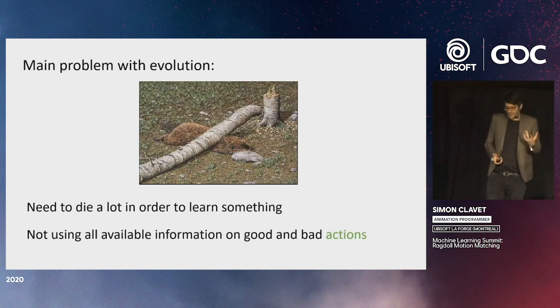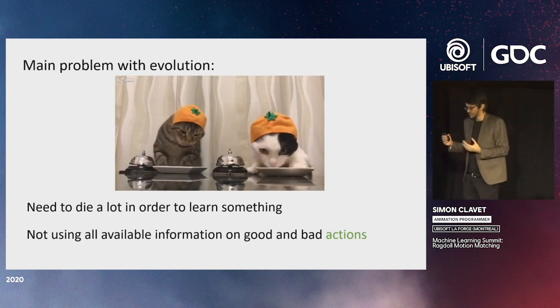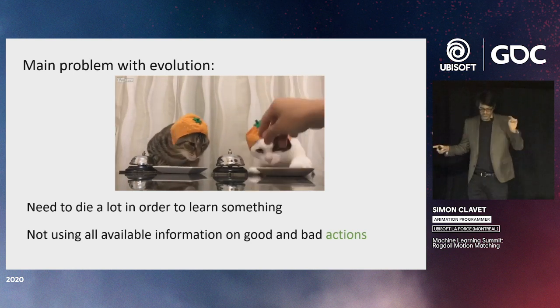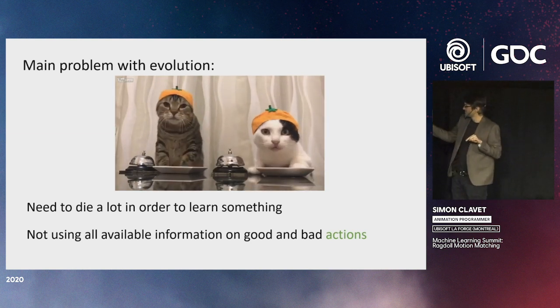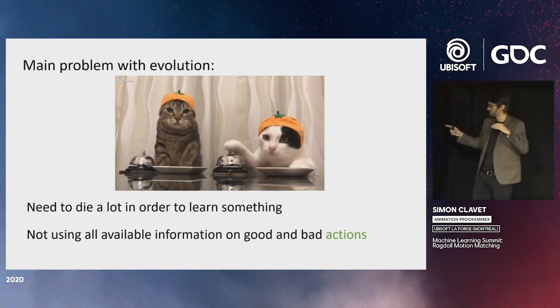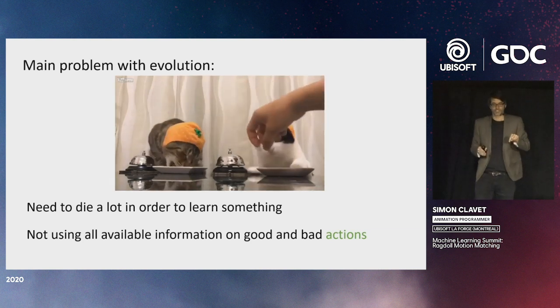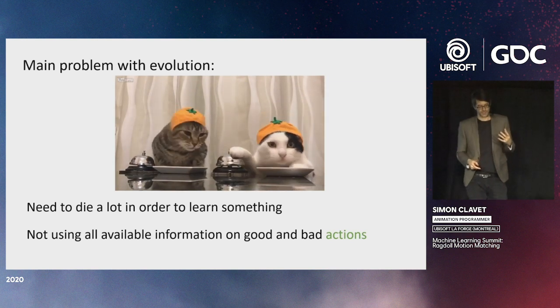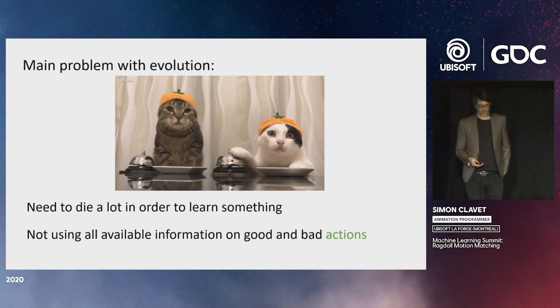And also the other problem is we're not using all the available information on good and bad actions. You just know that, like, at the end of the episode, it was bad, but you don't know which actions were actually responsible for the problem. And it would be better to use all the information. For example, these little cats there, they learned that if they press the button, they get some food. But the reason why they managed to learn it is because they get the reward not too long after they did the action. So we're going to try to use this knowledge to improve our algorithms.